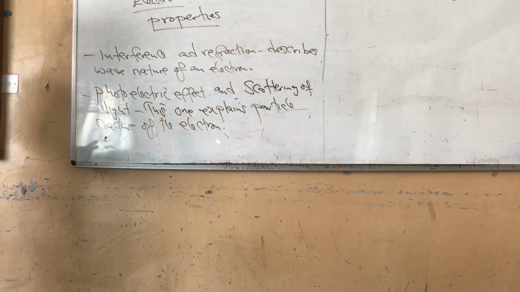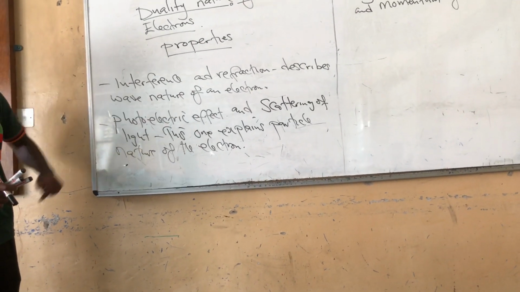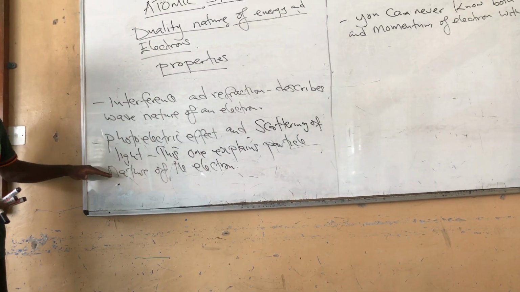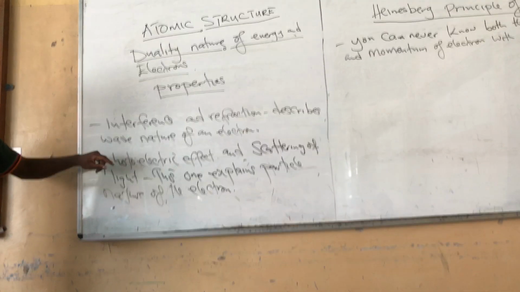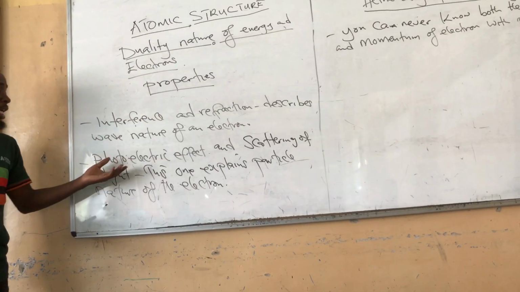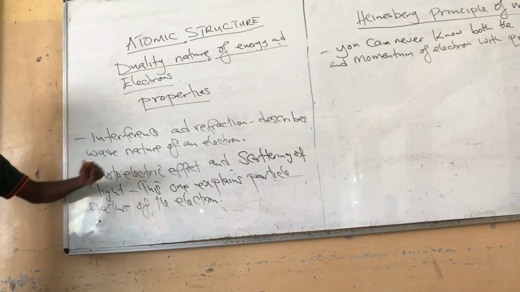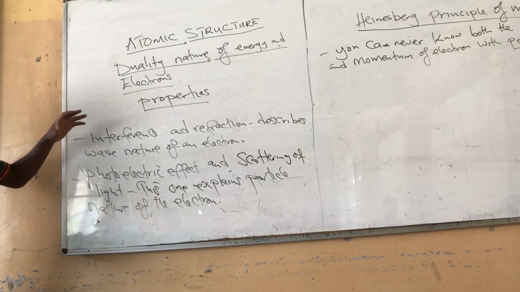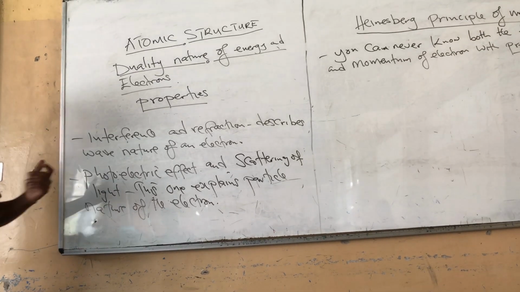So if they tell you to explain two properties that will describe the dual nature of energy and electrons, these are the two. The one that describes the wave nature of the electron is interference and refraction, right? And the one that describes the particle nature is the photoelectric effect and the scattering of light. So these are the two properties, you need to know them.